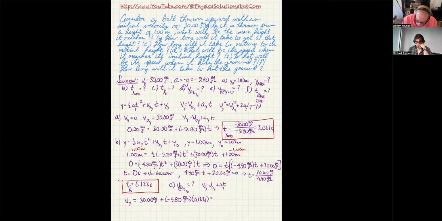So when I do this math, I get 30 minus 9.8 times 6.122, and that gives me negative 30.00 meters per second, which is the velocity at the time at which the height is y0.